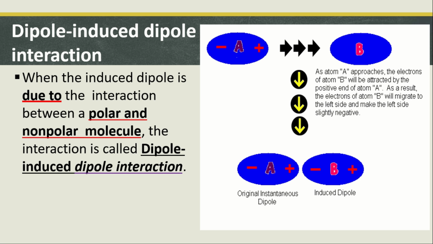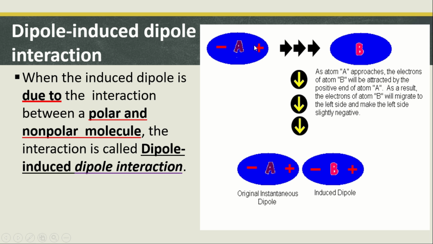Another one is the dipole-induced dipole interaction. It is due to the interaction between a polar and a nonpolar molecule. That is why it's called induced dipole interaction. So we have here a polar molecule, and as we all know, they have partial charges. Once it approaches a nonpolar molecule, the nonpolar molecule will be attracted to this polar molecule.